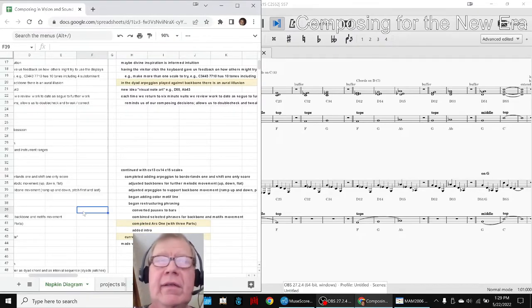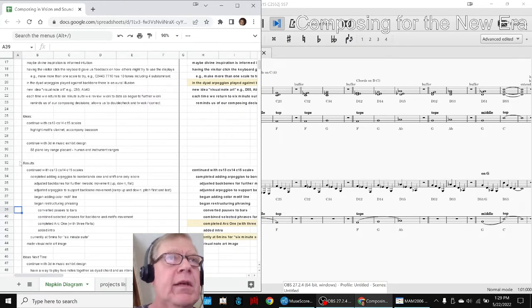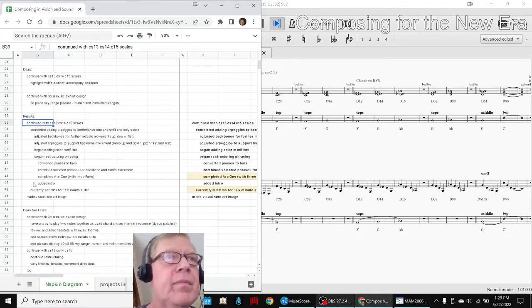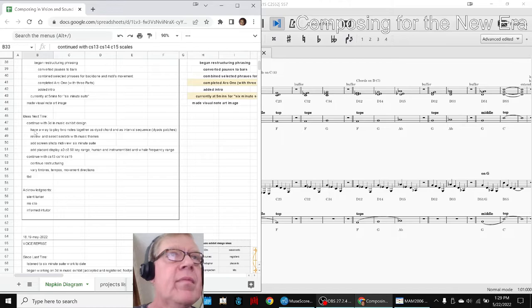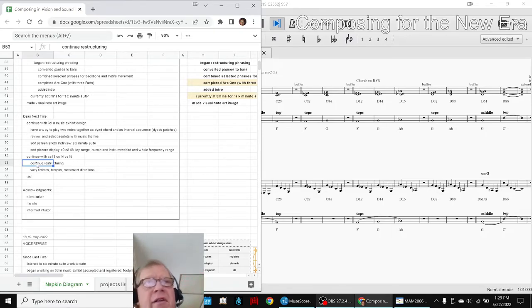Our ideas for next time are to keep working with the three scales. Continue with the restructuring. When we smushed phrases together, that's called restructuring. We really liked using the flute for adding color. So maybe we might look at some other instruments to add color to the arc 2 and arc 3.